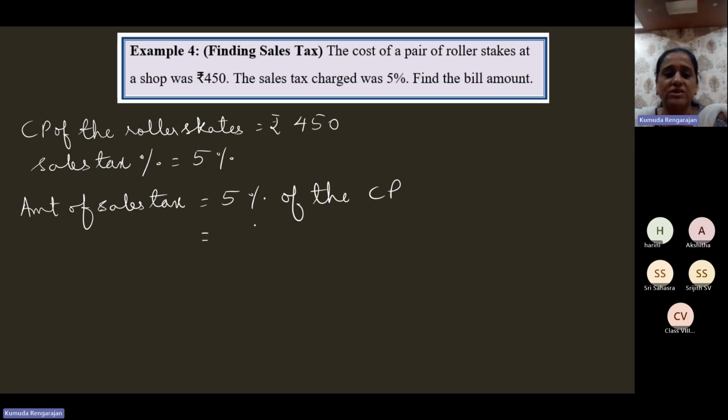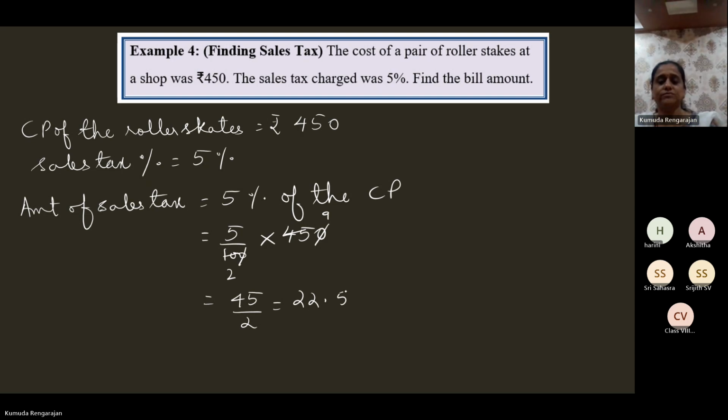So 5% of the CP. 5% means 5 by 100, of means into, and CP is 450. Now simplify this. 0 gets cancelled. 5 nines are 45, 5 twos are 10. So it's 45 by 2, or 22.5. Rupees 22.5. So 22 rupees and 50 paise is the sales tax.